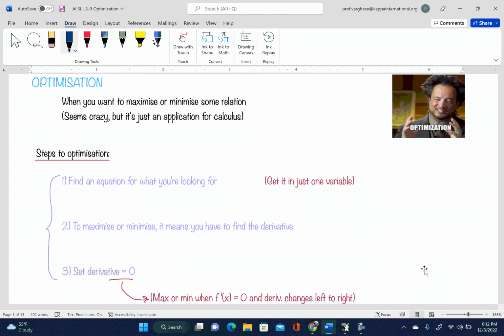So welcome to a lesson on optimization. Okay. So in the UK and in Canada, they use optimization with an S, and in America, we use optimization with a Z. Okay. Basically, what this is, you're trying to maximize or minimize some relation or some function. Okay. This can be used for a lot of things, like to maximize or minimize costs.